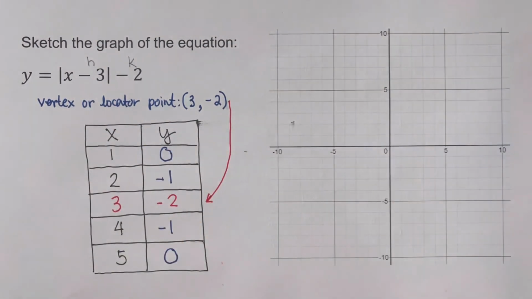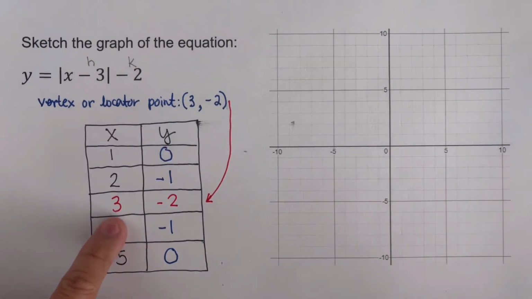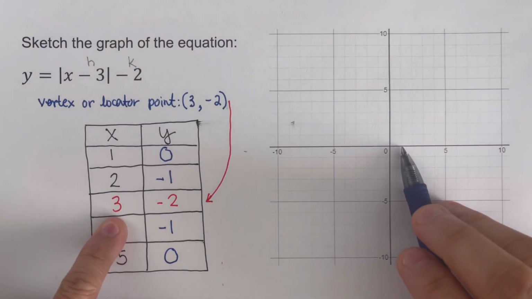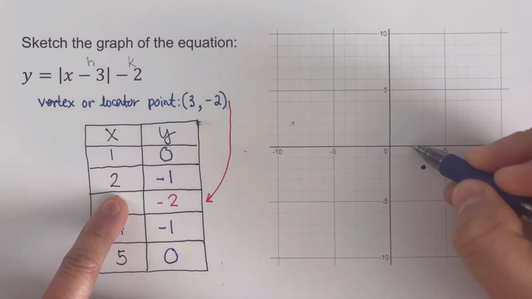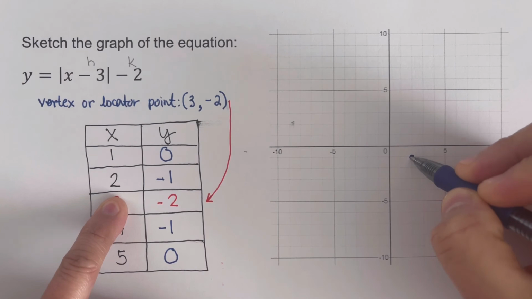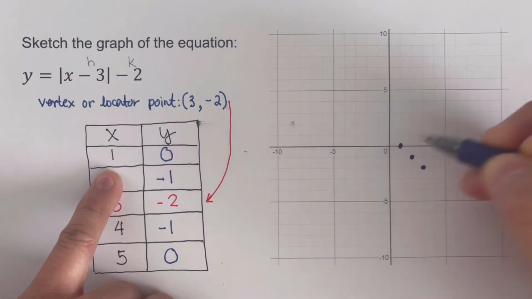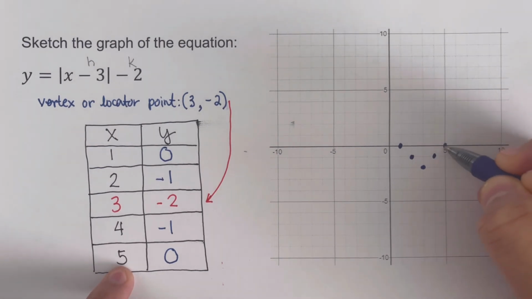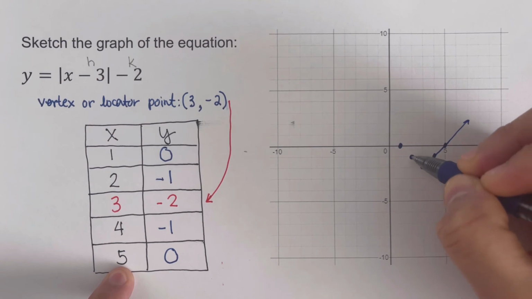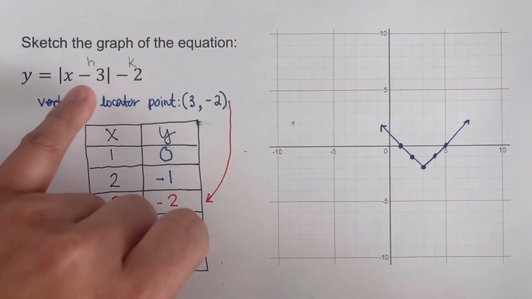Our next step is to sketch the graph of this table of values right here. So we're going to start with the vertex. Again, you can start anywhere. So that's (3, negative 2). So that's going to be 1, 2, 3 down negative 2 here. And then the next dot is located on 2 and then negative 1. So it's right here. And then 1 on 0. And then 4 on negative 1, and then 5 on 0, and then we are going to sketch the graph of the absolute value equation that is given to us right here.